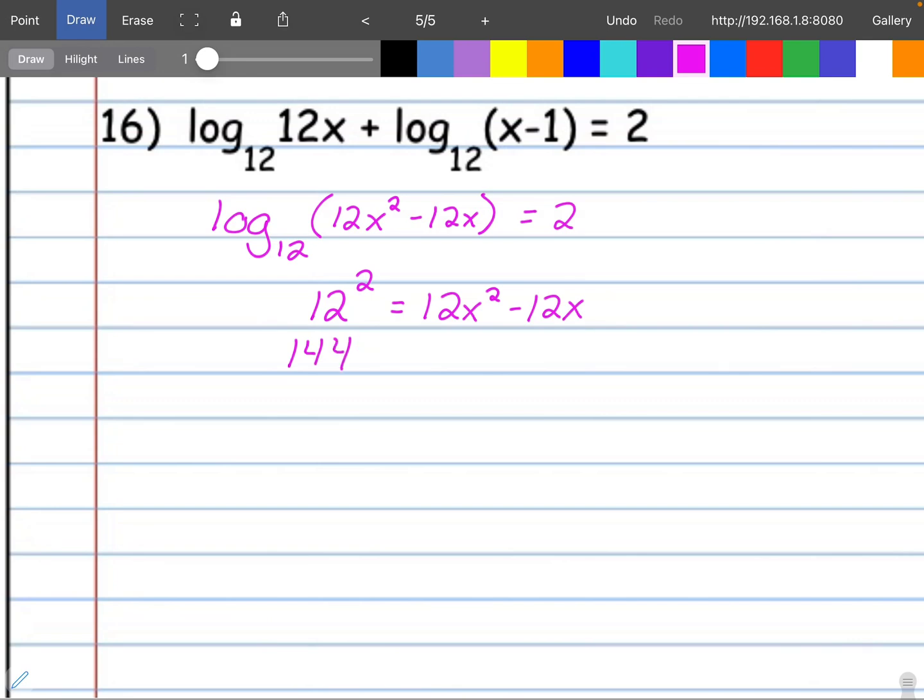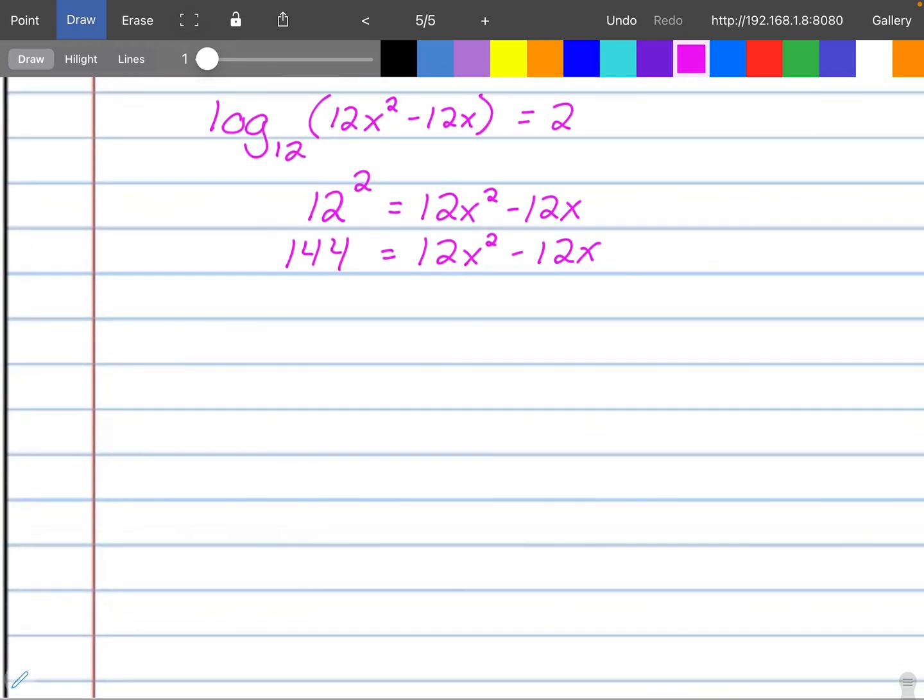Okay, well, 12 squared, that's just 144, so let's change that to a normal number. And then we can see that we have both x squared and x. Therefore, we're going to need to get it equal to 0 and then factor. So if we get it equal to 0, we're going to have to subtract the 144. So we're still going to have our 12x squared minus 12x, but we're subtracting the 144 to move it over. And now we have it set equal to 0.